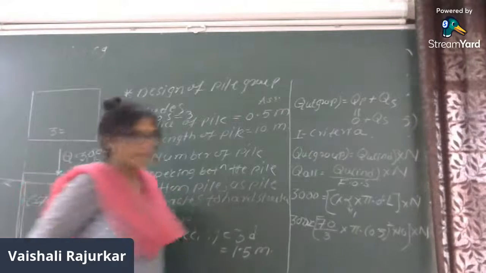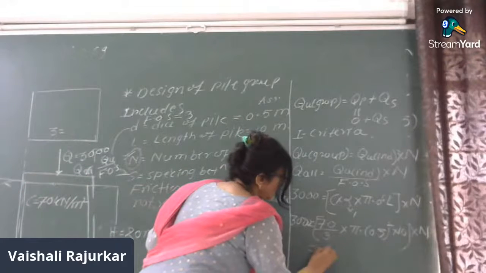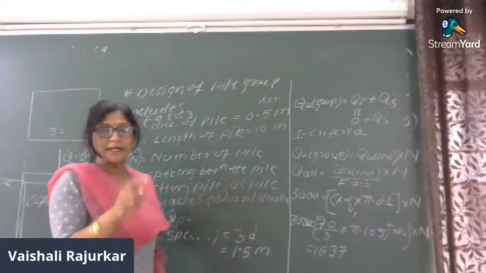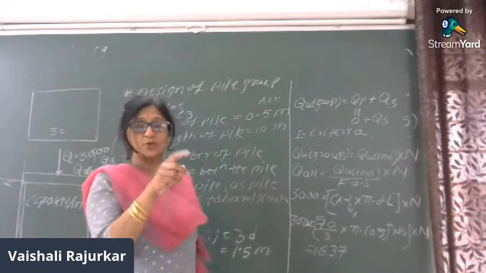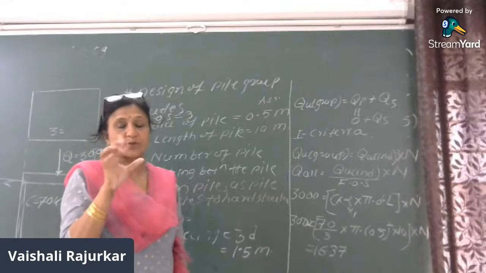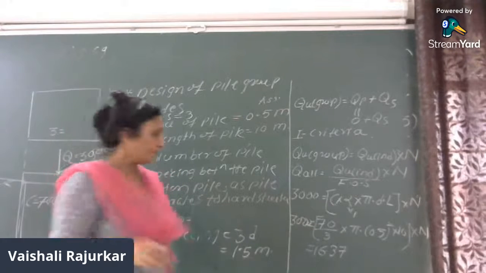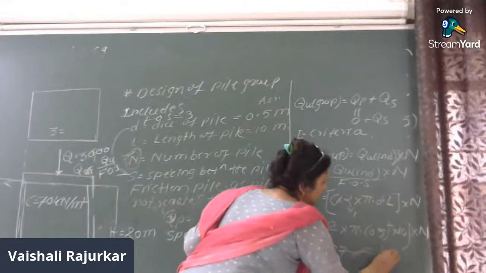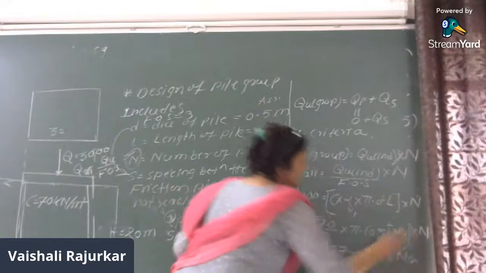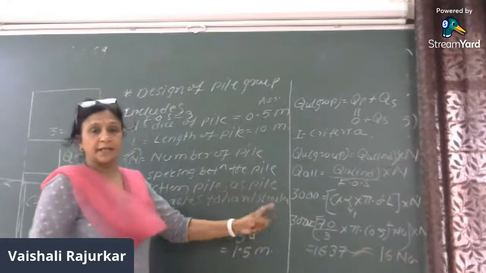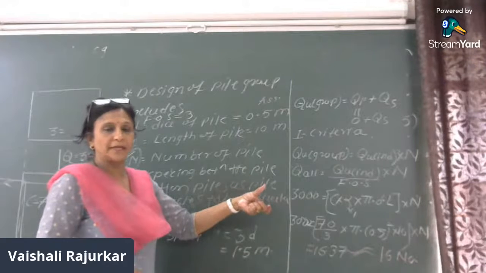In this case, it is found to be 16.37. So we will round it down to the lower side. So in this case, we will assume this is 16 number of piles. This 16 number of piles we will take and round the value.